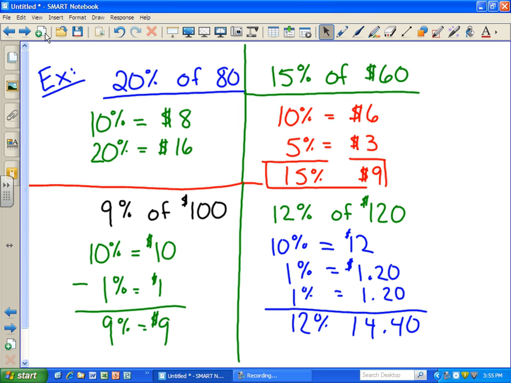So as you can tell, we could use 10% and 1% to find any percentage we want, and we could do this in our head by moving the decimal one spot to find 10% and moving the decimal 2 spots to find 1%. Okay, so hopefully you wrote down all of your notes. Now you can go ahead and write your summary and answer or ask any questions that you may have on finding a percent of a number and using mental math to do so.